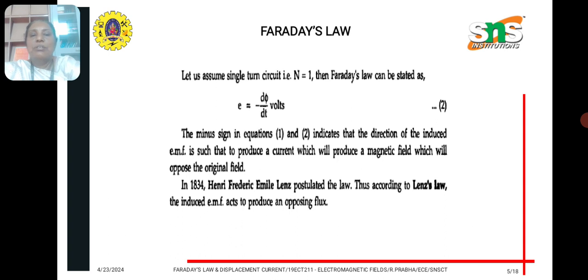Suppose n is equal to 1, it is a single turn circuit, and we can write the EMF expression as E is equal to minus d phi by dt in volts. Here the negative sign indicates that the direction of the induced EMF is such that it produces a current which will produce a magnetic field opposing the original field. According to Lenz's law, the induced EMF acts to produce an opposing flux.